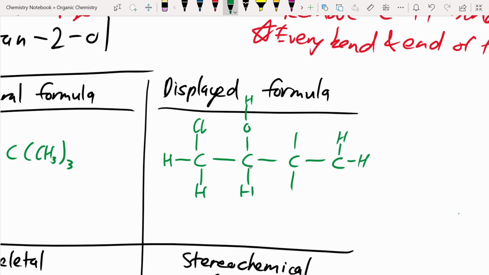So methyl groups, right? You must show every single bond. So all the C-H bonds must come out.